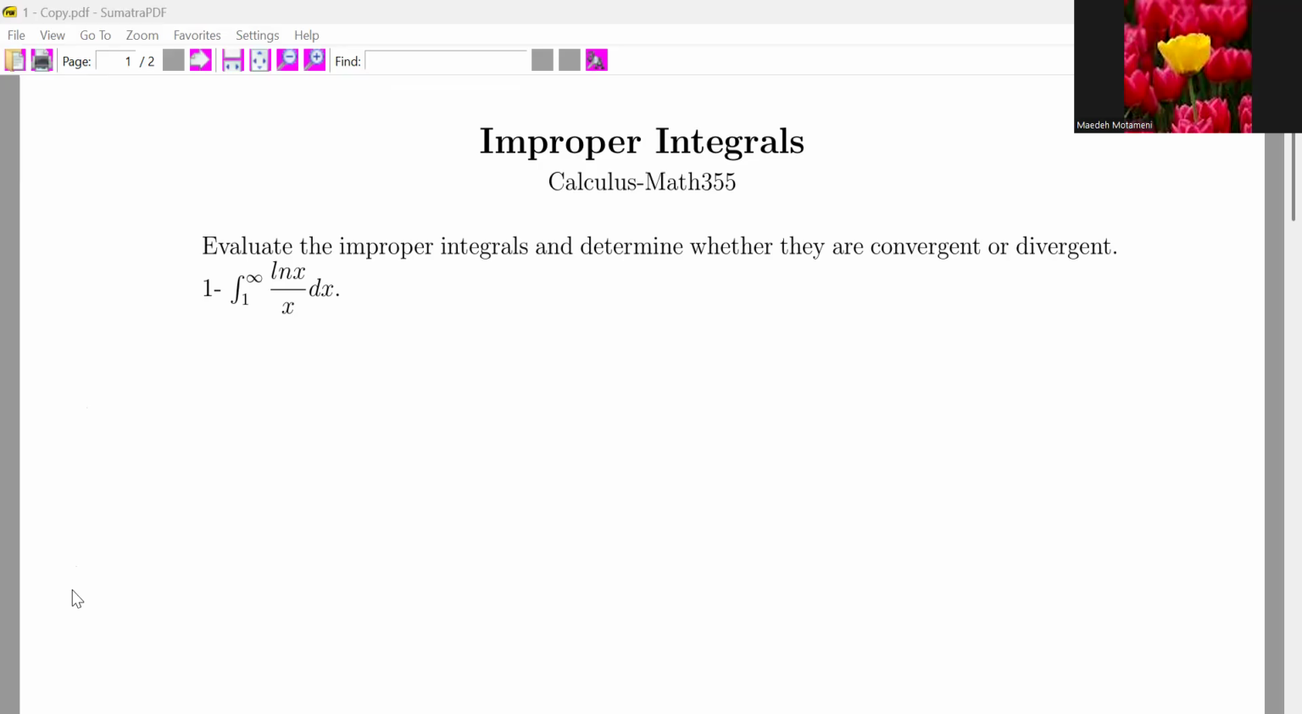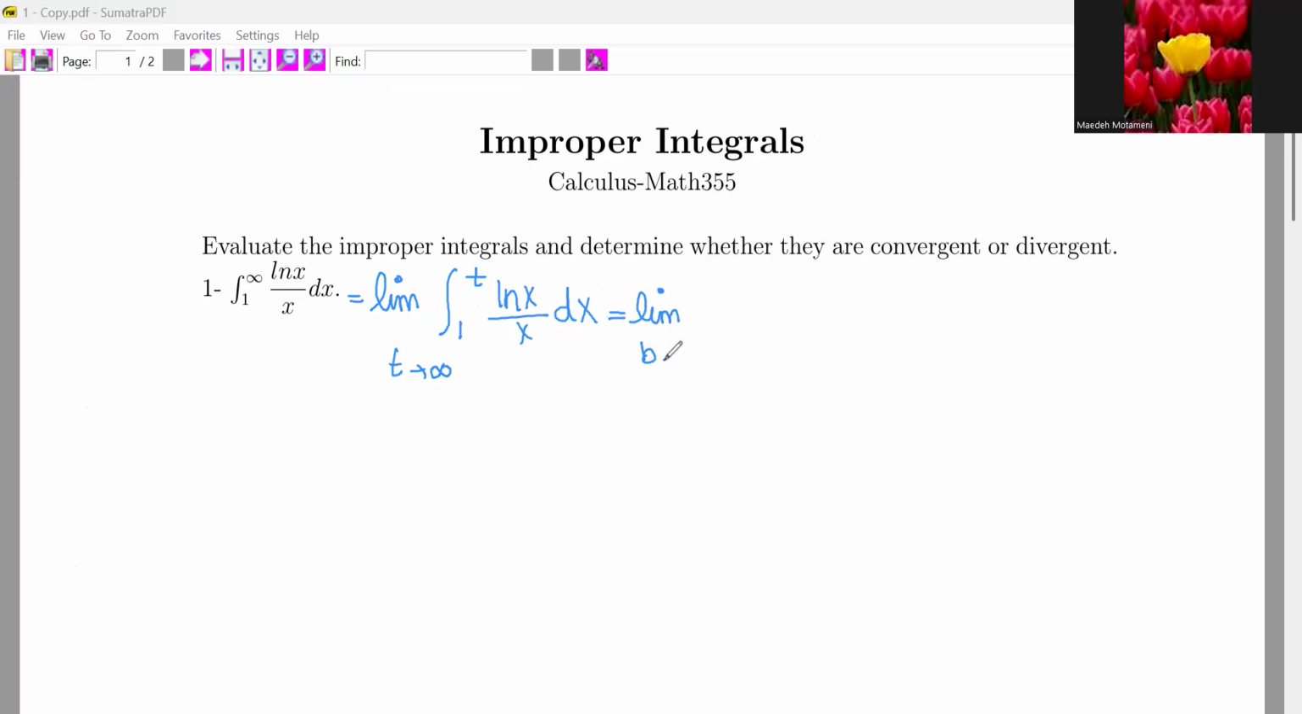Yeah, this video is about improper integrals. The first one is the integral from 1 to infinity of ln of x over x dx. As the definition of improper integrals says, we would write it as the limit, as t approaches infinity, of the integral from 1 to t of ln of x over x dx. In order to solve the integral, we have two options.